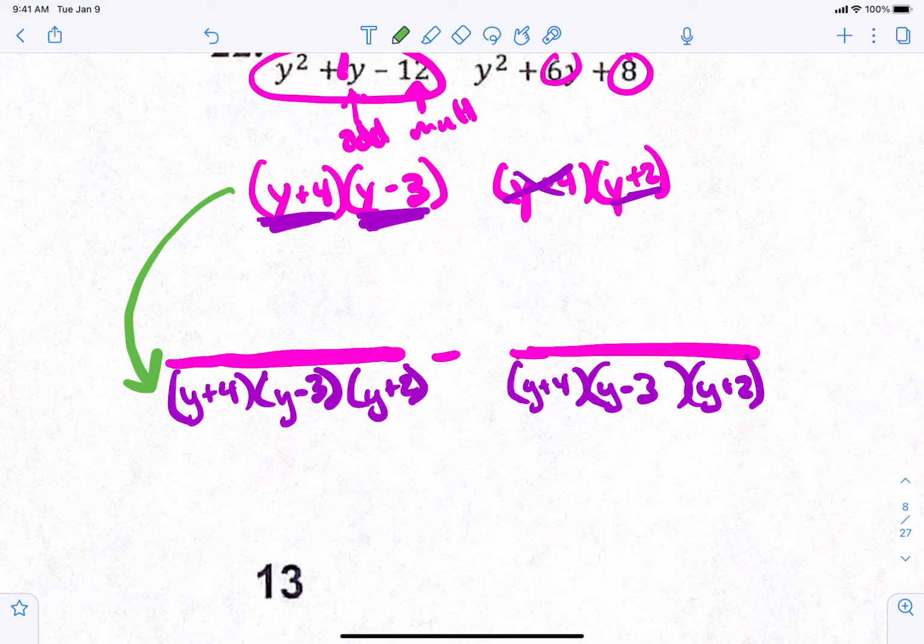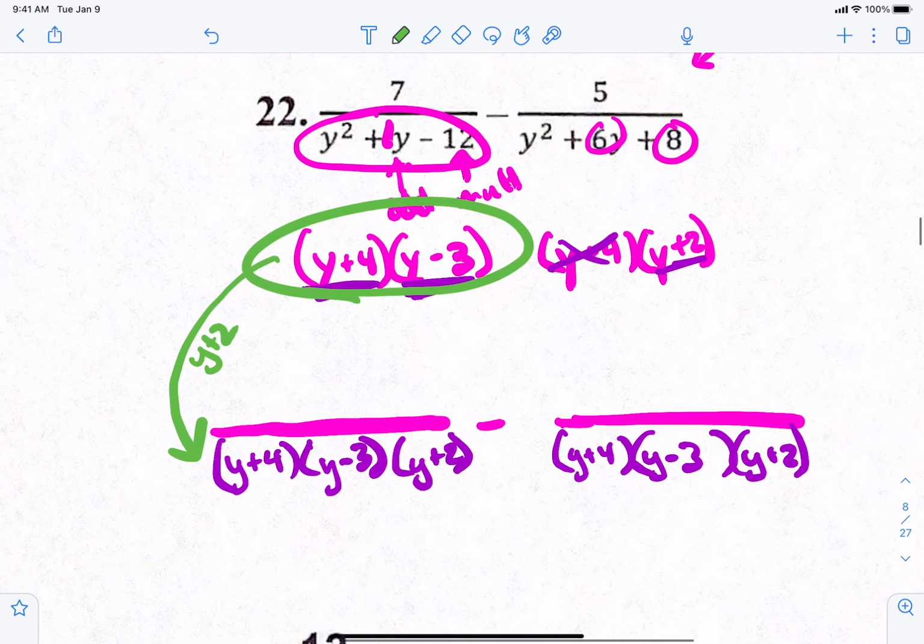This top part, here we go. This top part, y plus 4 or y minus 3. What does he not have that he needs? He needs a y plus 2. So what do you do with that y plus 2? Multiply it by 7. 7 and y plus 2.